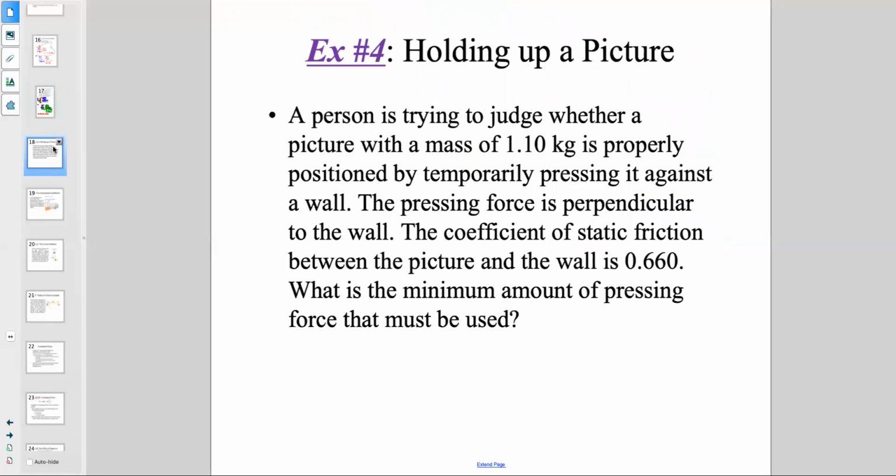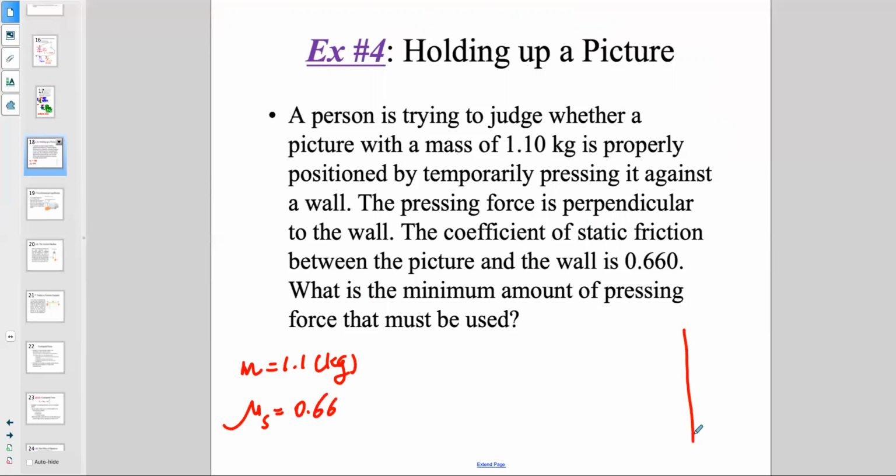Holding up a picture, that's another example. A person is trying to judge whether a picture with a mass of 1.1 kilograms is properly positioned by temporarily pressing it against a wall. So we have an object being pressed to a wall, and the mass of the object is 1.1 kilogram. The pressing force is perpendicular to the wall, obviously. The coefficient of static friction between the picture and the wall is 0.66. So mu s is already given to us, 0.66.